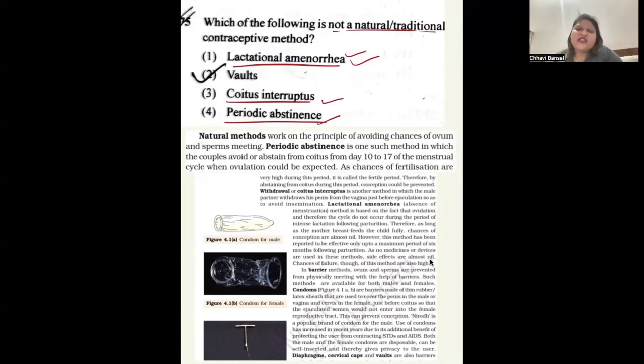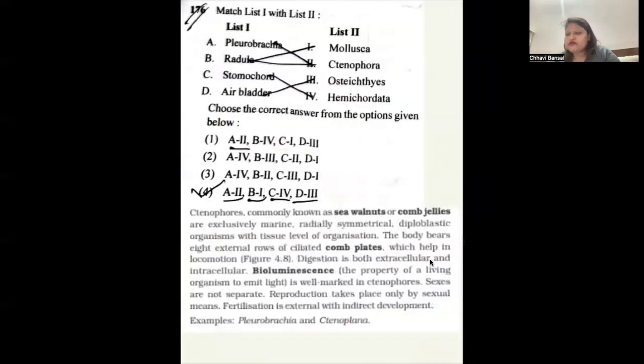These 3 are natural, traditional methods. There is no use of any external agent or anything else, and it can be done easily by oneself. Walls are a type of barrier that we use. If you see here, walls are also barriers, so this comes under barrier method. Clear? Very easy question, easily done.